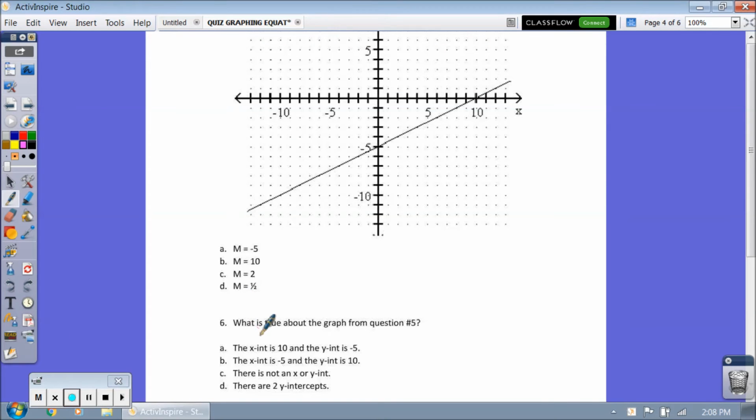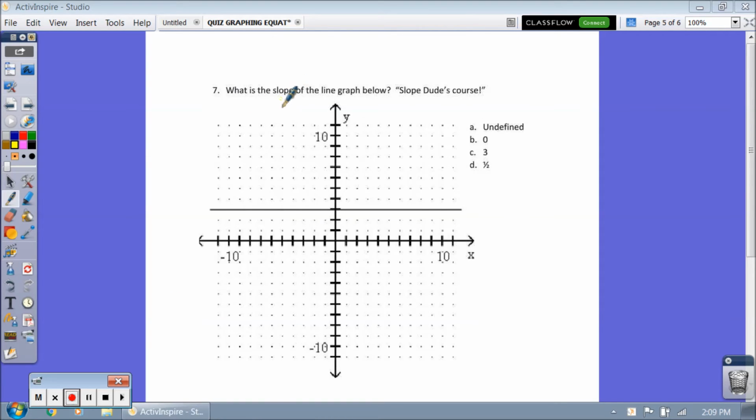Number 6 is asking what is true about the graph from question 5. So we're going to use this graph up here. Let's start with letter A. The x-intercept is 10. Does it cross the x-axis at 10? Yes. And the y-intercept is negative 5. Does it cross the y-axis at negative 5? Yes. There we go. We've already found our answer. A.